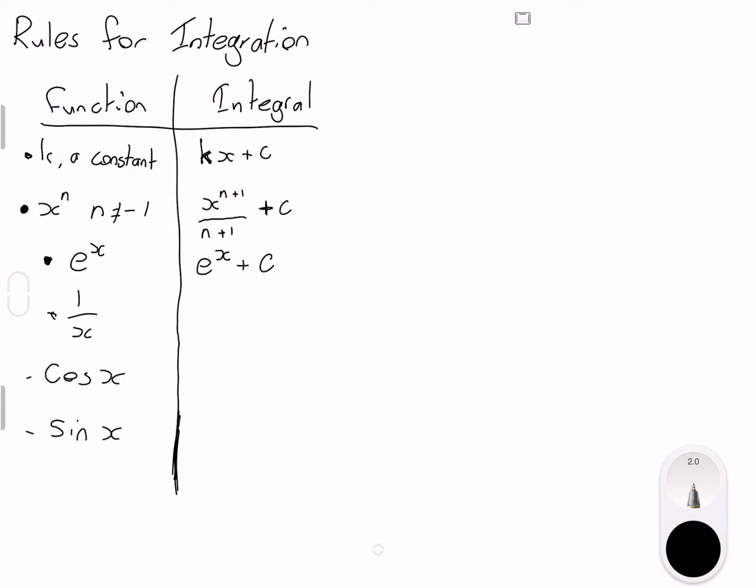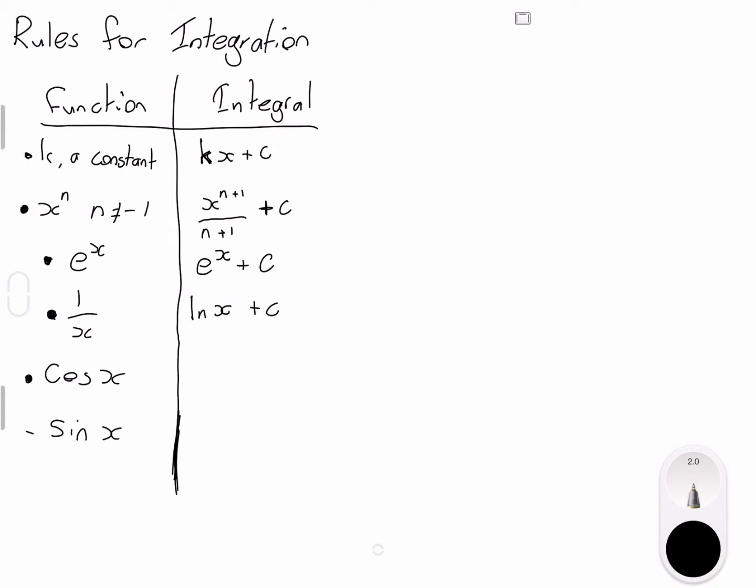Our next one, 1 over x. Well, if we think about it, our derivative of a certain something is equal to 1 over x, and that certain something is the natural log of x. Not forgetting the plus c for our integral. So the antiderivative of 1 over x is the natural log of x plus c.